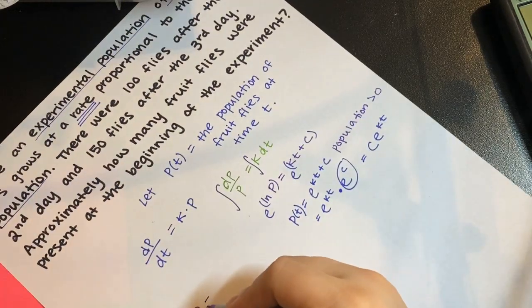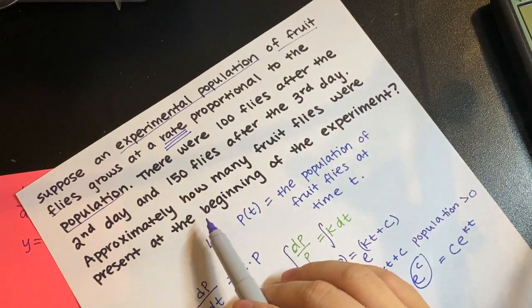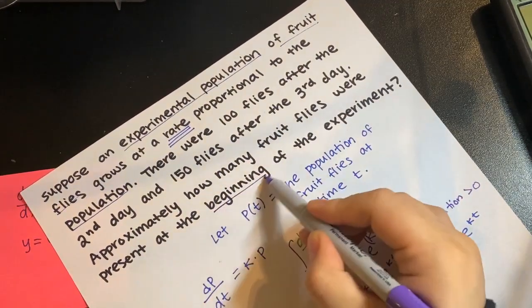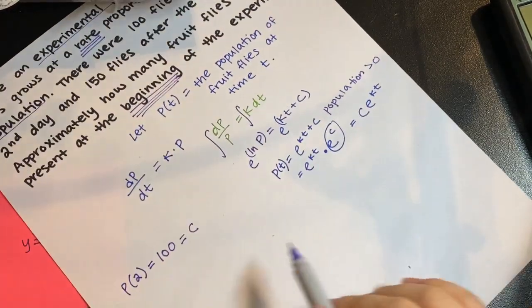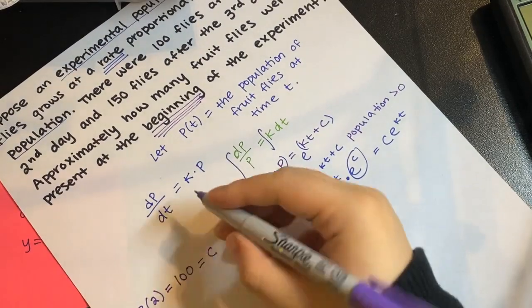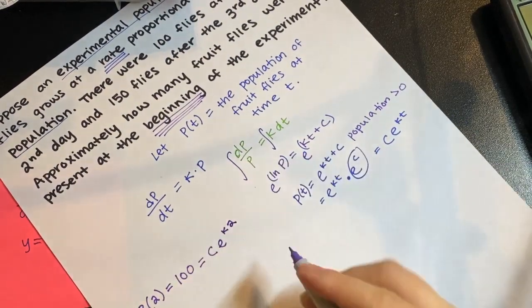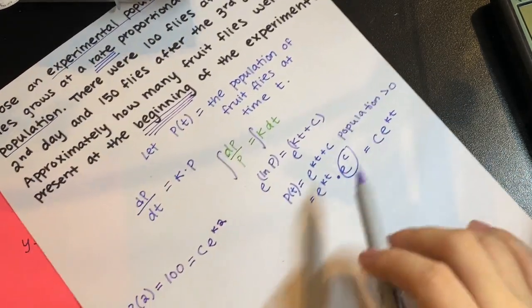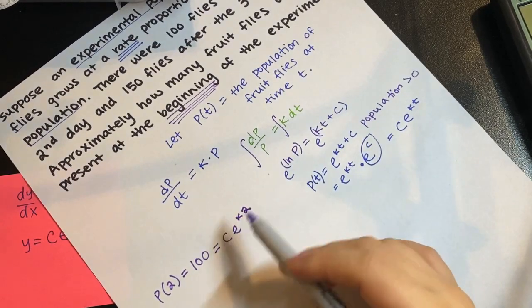So this is equal to c, which is our initial value, which is actually what we're solving for, approximately how many fruit flies were present at the beginning. So we're looking for c, our initial value, but we have 100 equals c e to the k times 2. P of 2 is just plugging in t is 2 into our formula. So we have one equation there. K2 is going to be 2k.